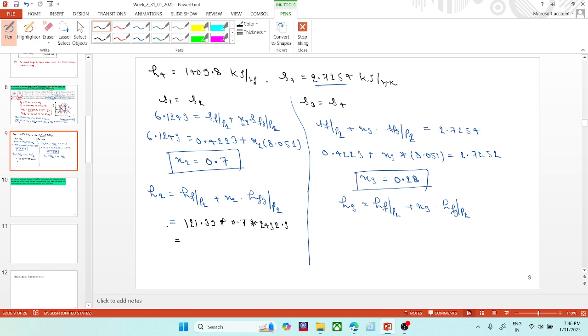What is the significance of X? It is basically the quality of steam, the dryness fraction. Basically, it is the mass of vapor divided by the total mass, mass of vapor plus mass of liquid inside the steam. Yes, sir, okay. Thank you.